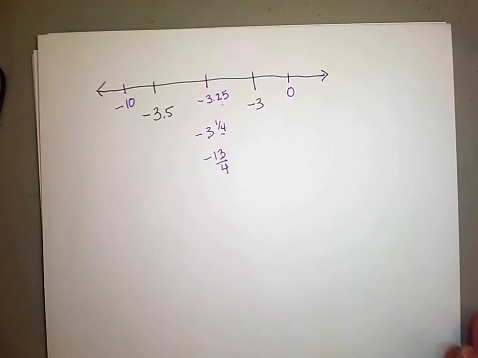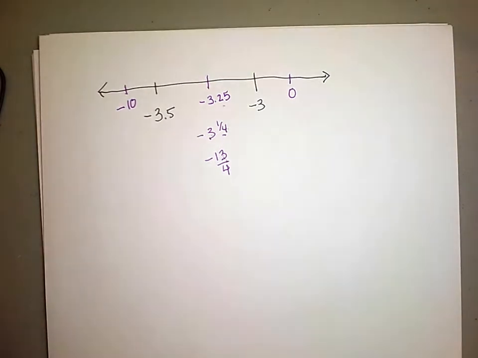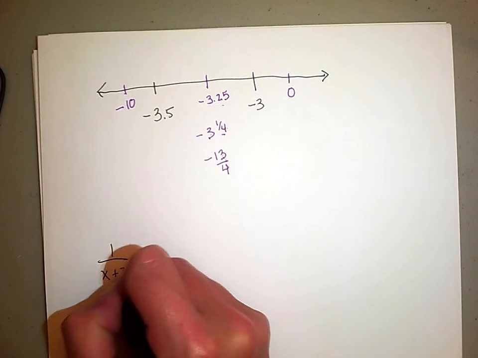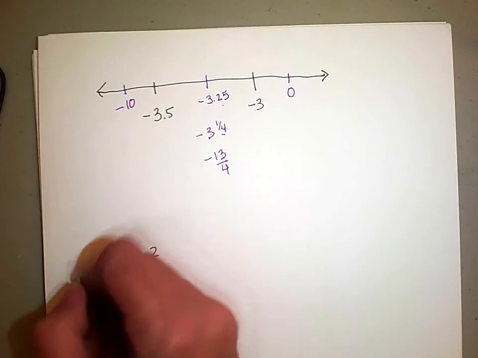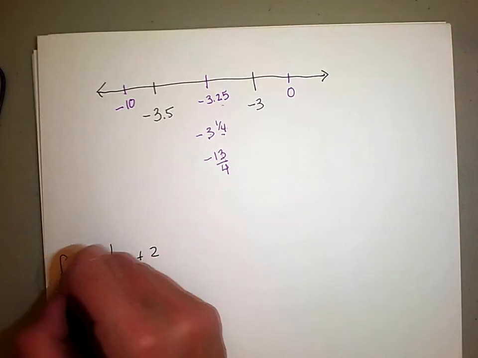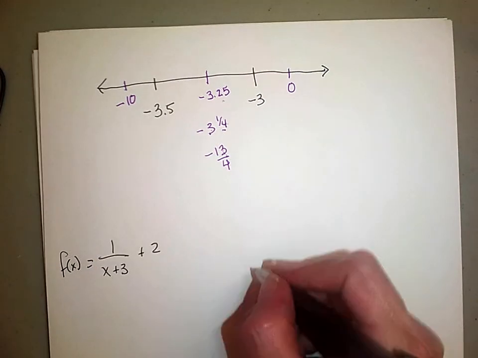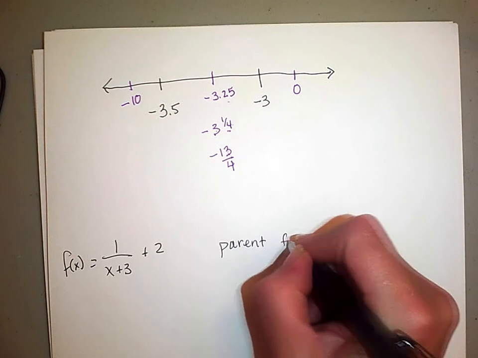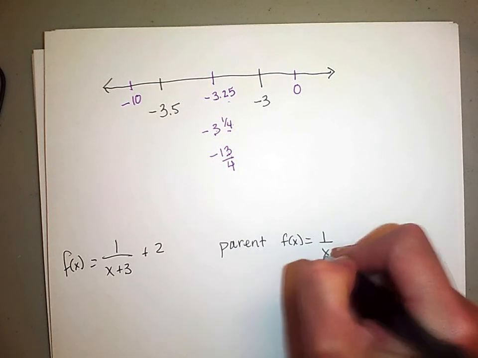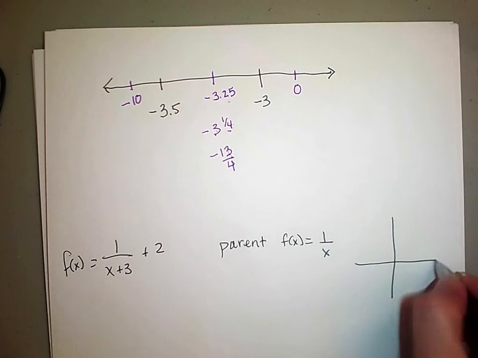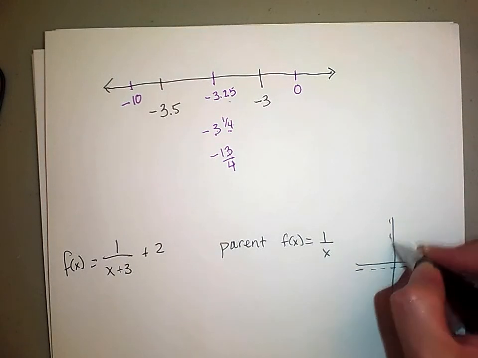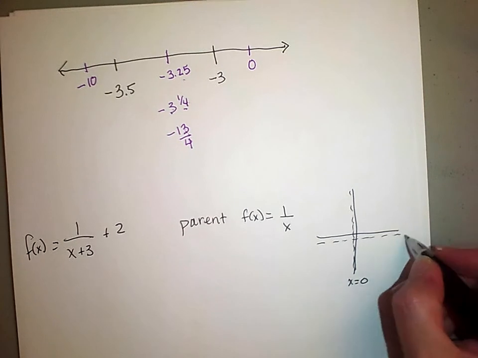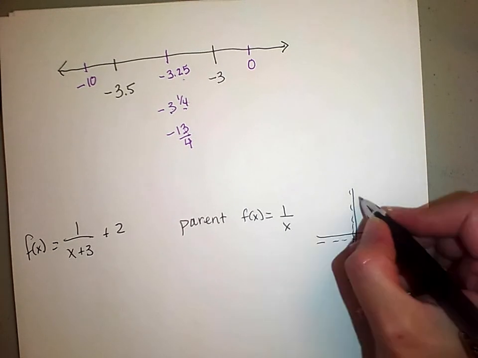So let's think about, before we do this, what the shape of this graph might be. Okay. Let's do some translations. So 1 over x plus 3, plus 2. If this is our function, our parent function is 1 over x. And the parent function looks like this.